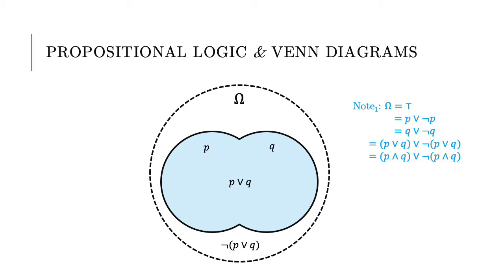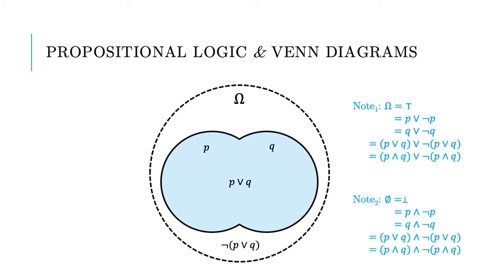Here, recall that the sample space, the event that anything at all happens, is going to be equivalent to the tautology, which is going to be equivalent to propositions like P or not P. And you can take a moment to visualize what P or not P might look like. Propositions like Q or not Q, or P or Q or not (P or Q), or (P and Q) or not (P and Q).